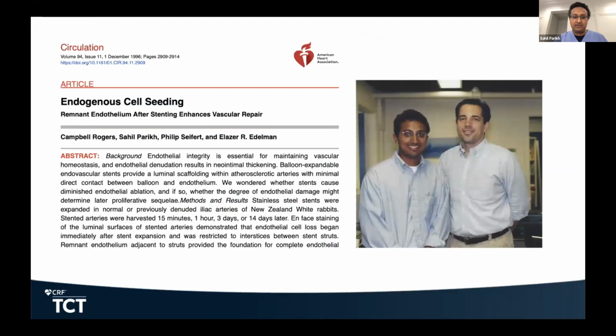These are my disclosures, but really the most relevant disclosure is, as Subhash mentioned, I've been working on drug delivery for close to 30 years. I was lucky as an undergraduate to work with Elazar Edelman when I was a Harvard undergrad and he was at the MIT Biomedical Engineering Center. We are still collaborating now almost 30 years later. And this was the first Circulation paper we worked on together when I was his undergraduate student.